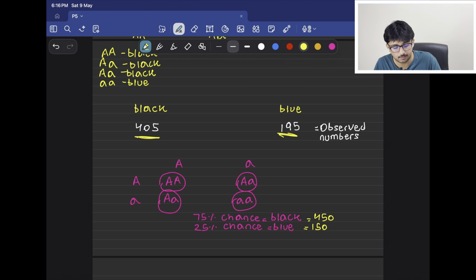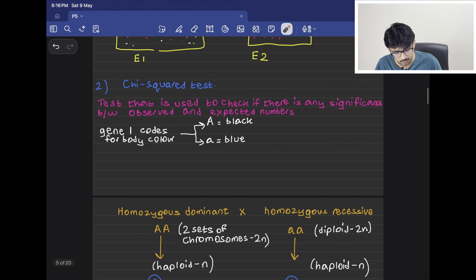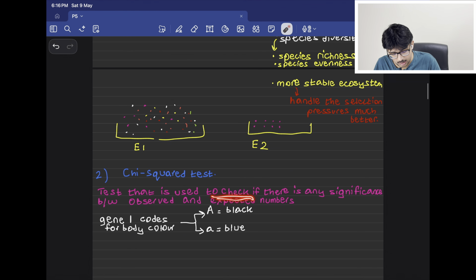405 and 195 were your observed numbers, the numbers which you actually got. But 450 and 150 were supposed to be your expected numbers. Now, here comes our topic. Chi-square test. Now read this again. It is used to check if there is any significance between the observed and the expected numbers.